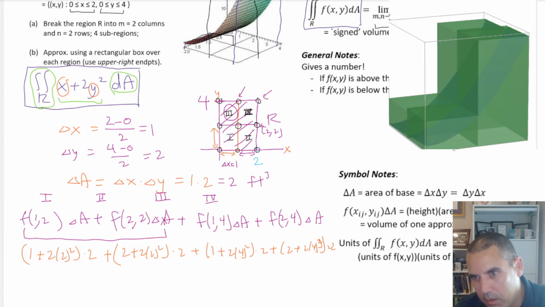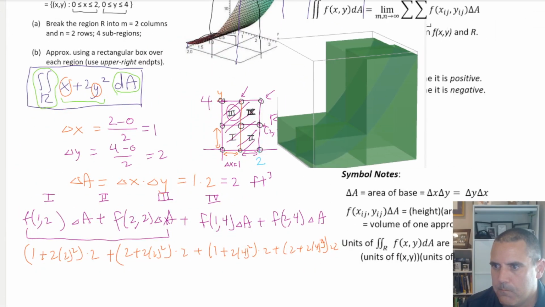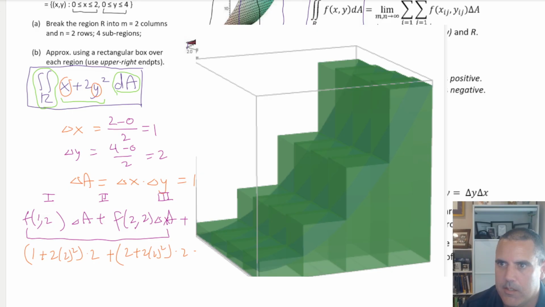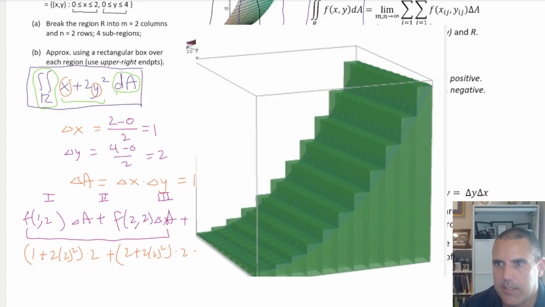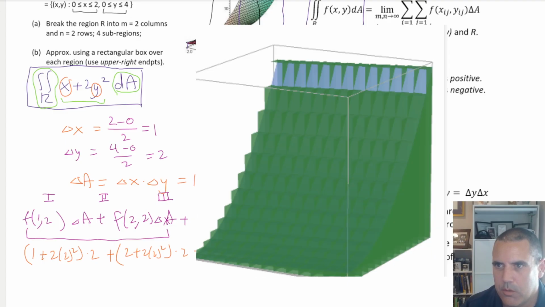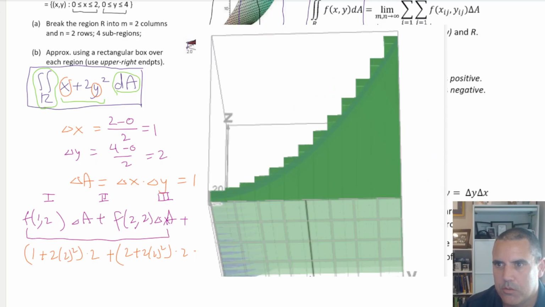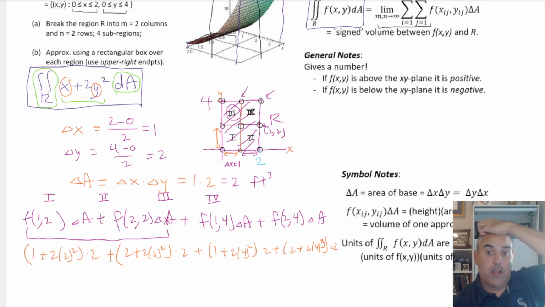You could do lower left endpoints, lower right. So what I did in this little animation is I made it so that I could add a lot more. Again, I'm spending too much time here, but here it is. The more and more of these you put in, the more accurate it gets. There are 13 rows and 13 columns. It's going to get closer and closer to the volume.